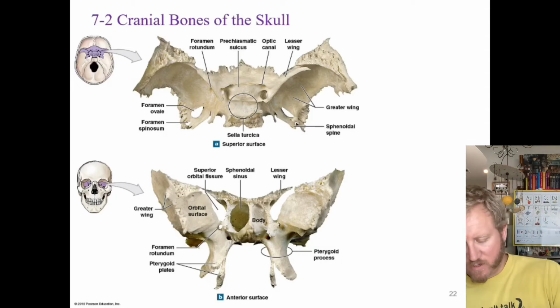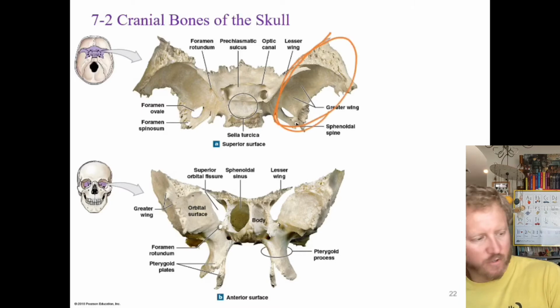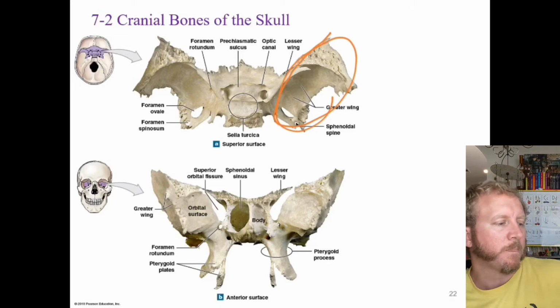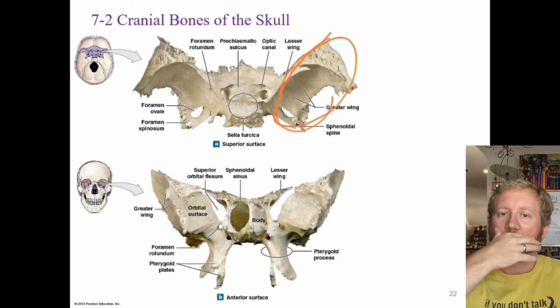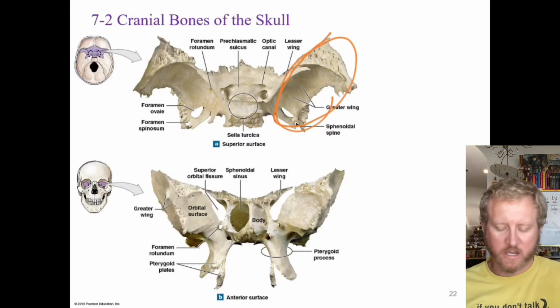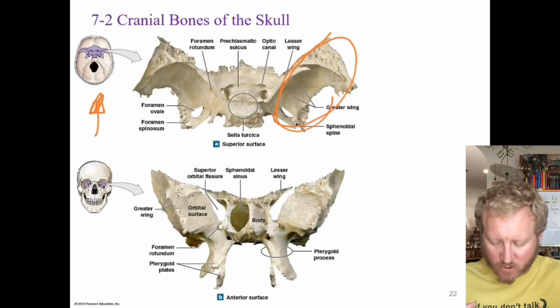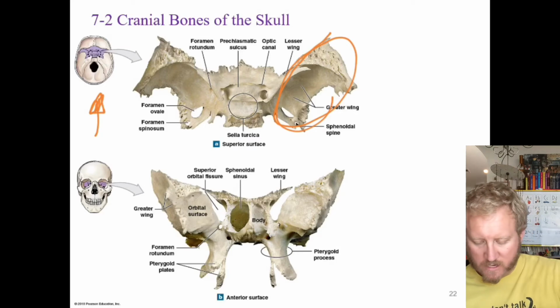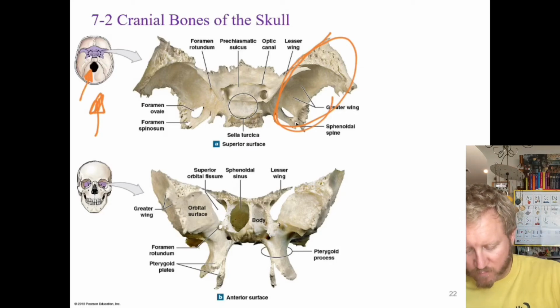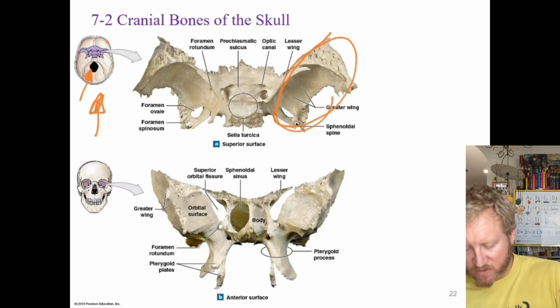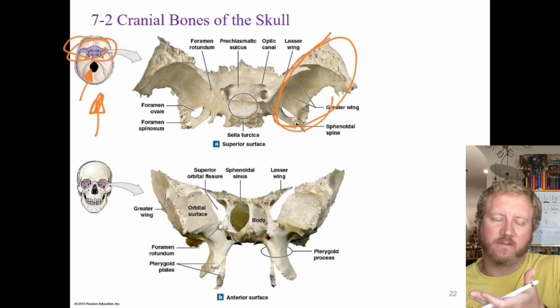A couple of regions that we need to know about. This structure right here is known as the greater wing, that extends laterally from the body, and this is where it bonds to some of the other bones to form the cranial floor. And so if you look at this first picture right here, this is a superior view looking inferior. Here's the foramen magnum, where the brainstem comes through. And so you can see the points of attachment, and you can see how this completes the base of that cranial cavity.